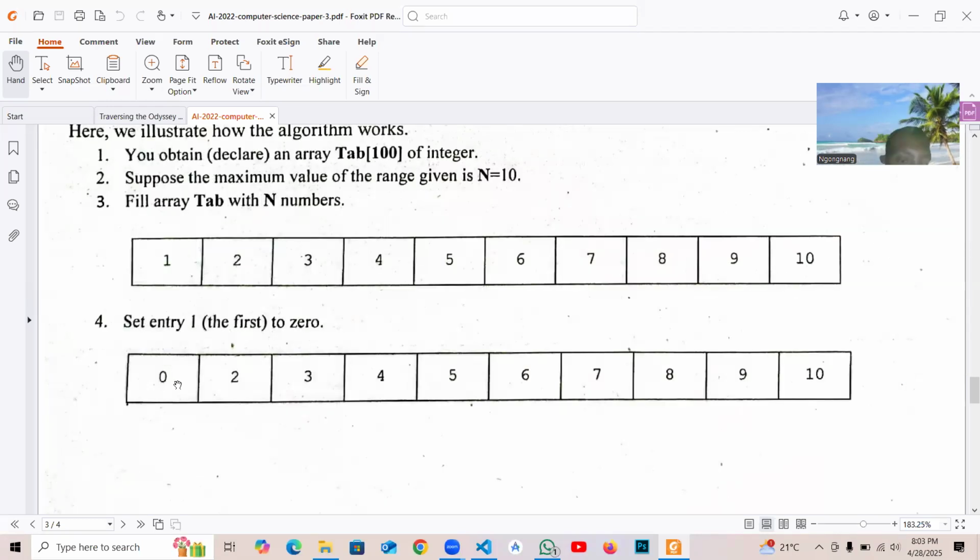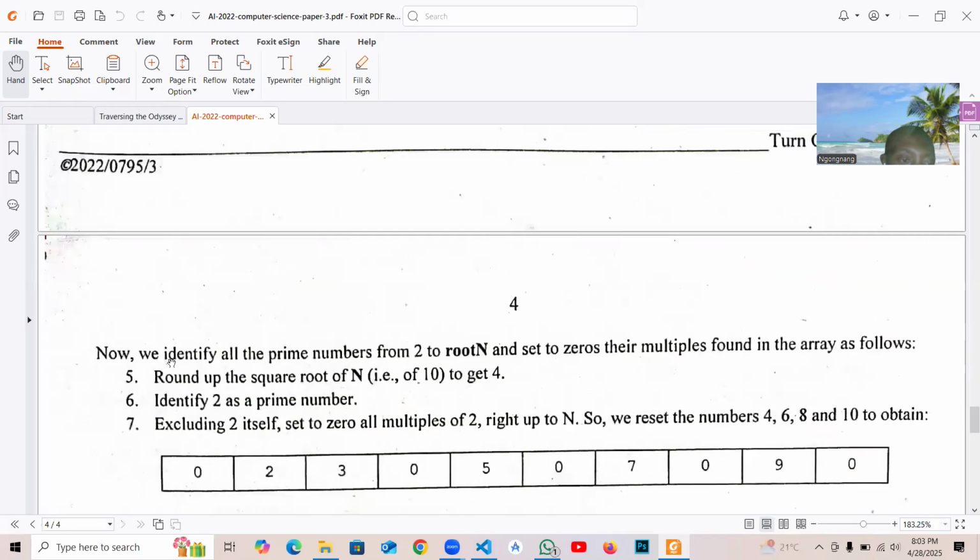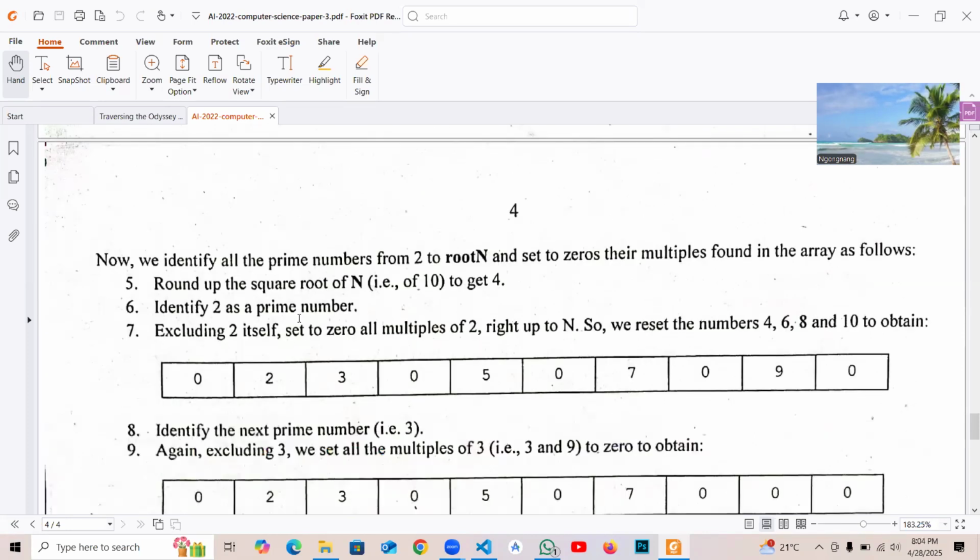It has been set to 0. We need to locate the next prime number, which is 2. Of course, 2 is a prime number because it can divide only 1 and itself. Now, we identify all the prime numbers from 2 to root n and set to zero their multiples found in the array as follows. This is how we are going to set the multiples of 2 to 0 because they will not be prime numbers. Rounding up the square root of n, that is, of 10, to get 4.